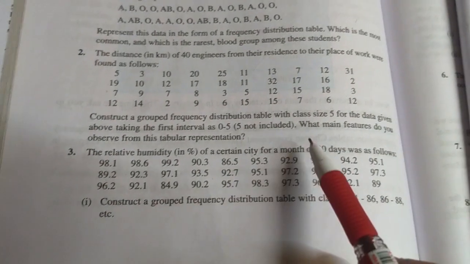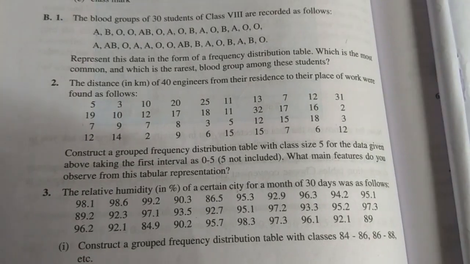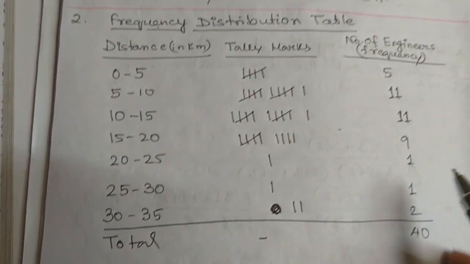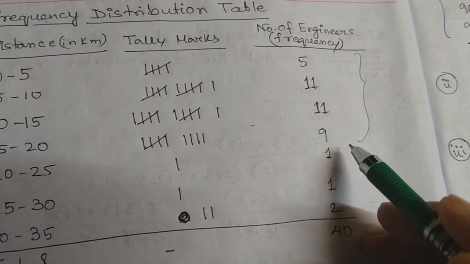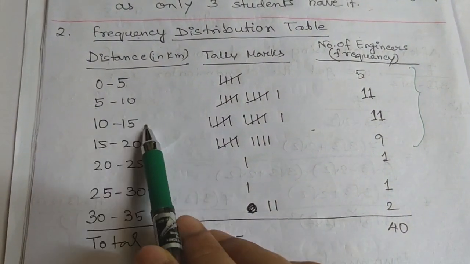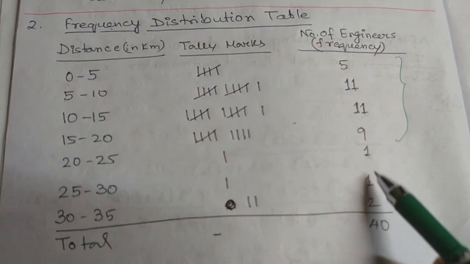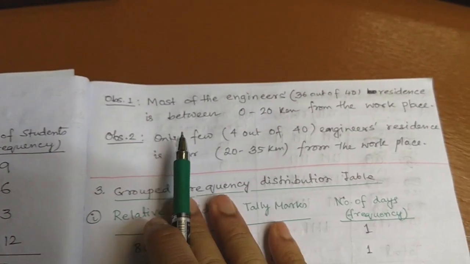Next part of this question. What main feature do you observe from the tabular representation? So from the tabular representation, I want to see one thing. Look, maximum engineers are from this category. Which category? Whose distance is 0 to 5, 5 to 10, 10 to 15, and 15 to 20. Up to this category, maximum engineers. Only you can see 1, 1, 2. This category has only 4 engineers.